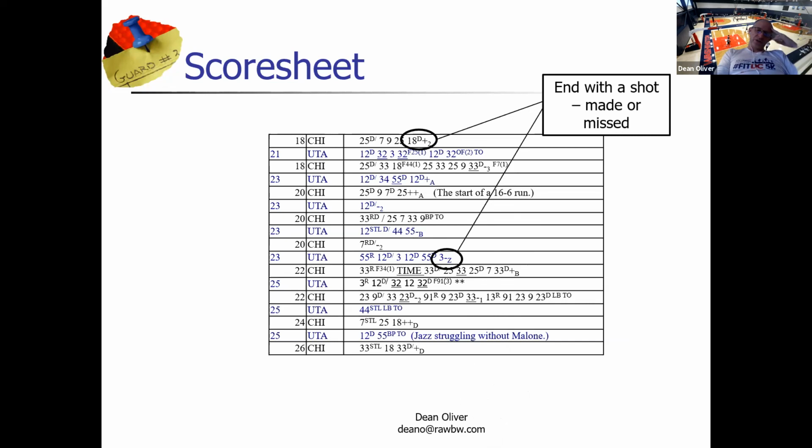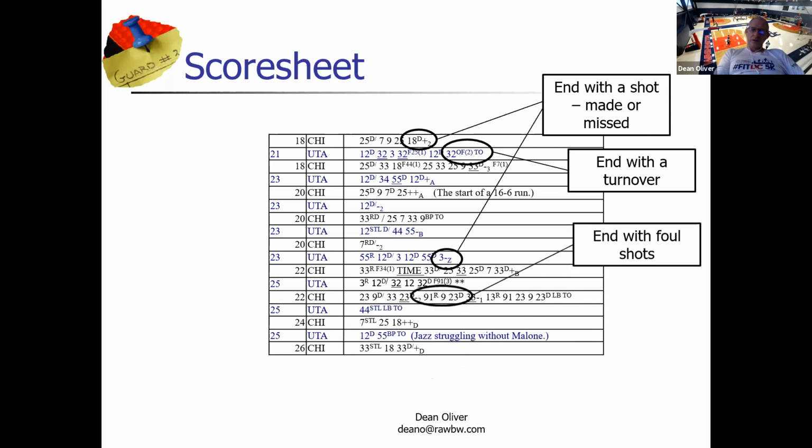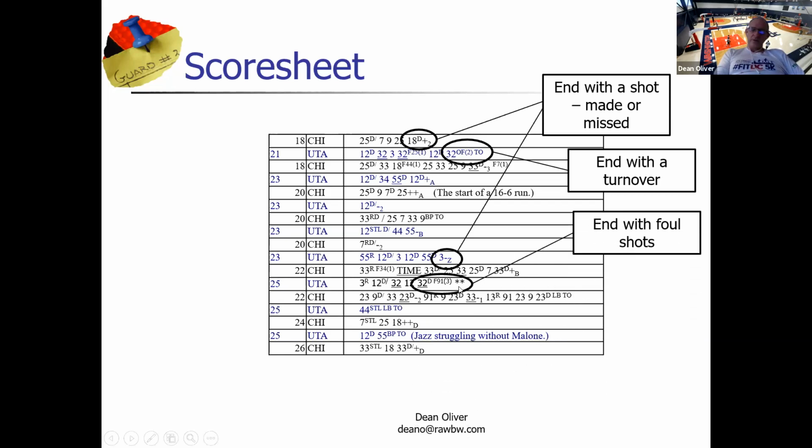So you'll notice a few things here. First of all, alternating possessions. Basically, each team has a possession, and then the other team has a possession, and it just alternates. You can also see that some of these lines end with a shot. This is a made shot, so Utah would take over. This is a missed shot, and then Chicago would take over on a defensive rebound. This is a situation where a turnover ended a possession. And then it also ends with a foul shot. So that's how it can end.